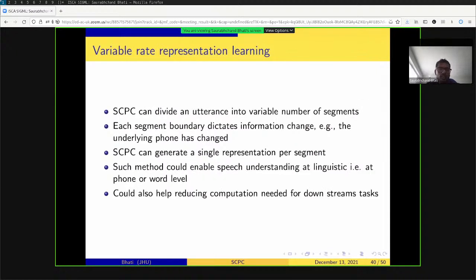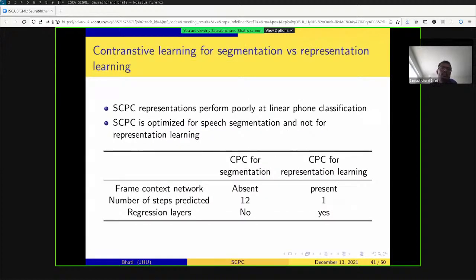And we directly took SCPC, we trained it, and we tried to measure the accuracy of the segment representations and frame representations on a linear phone classification task. And we saw that SCPC as it is does very, very poorly on phone classification. And then we went on to this deep analysis into what makes SCPC or CPC for segmentation different from CPC for representation learning. And we saw these three main differences.